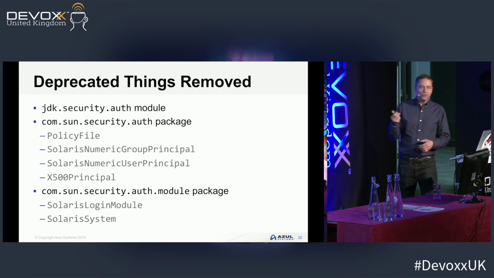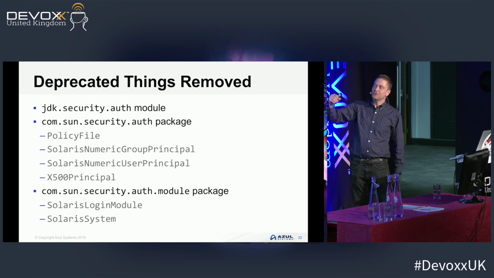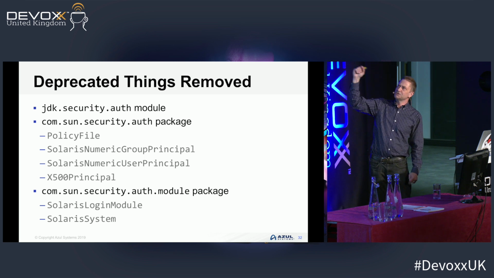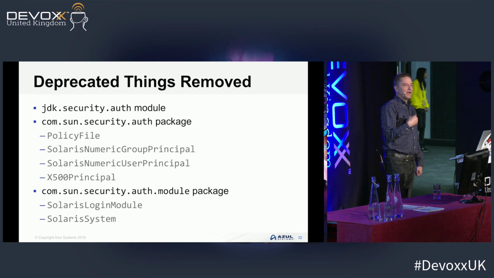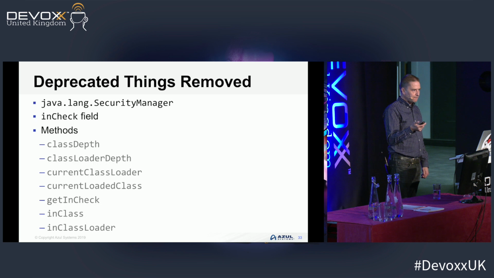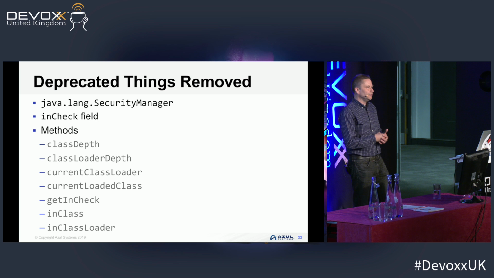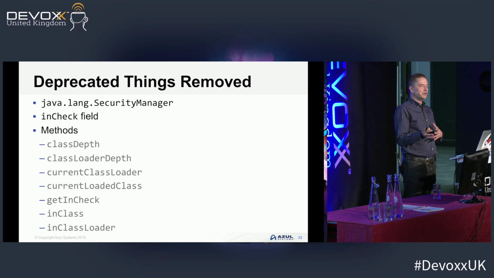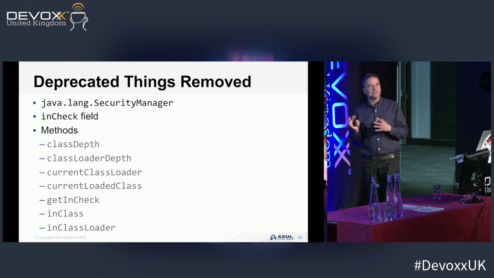The JDK security auth module, there's various things in there that have been affected. So com.sun.security.auth package removed a number of classes, mostly, as you can see, to do with Solaris and X500. And then the com.sun.security.auth.module package also had a couple of things related to Solaris removed from it. The java.lang.SecurityManager, several things removed here. There was a field called inCheck, and then a number of methods that related to some of the class loading things. But again, these have been deprecated for a long time.